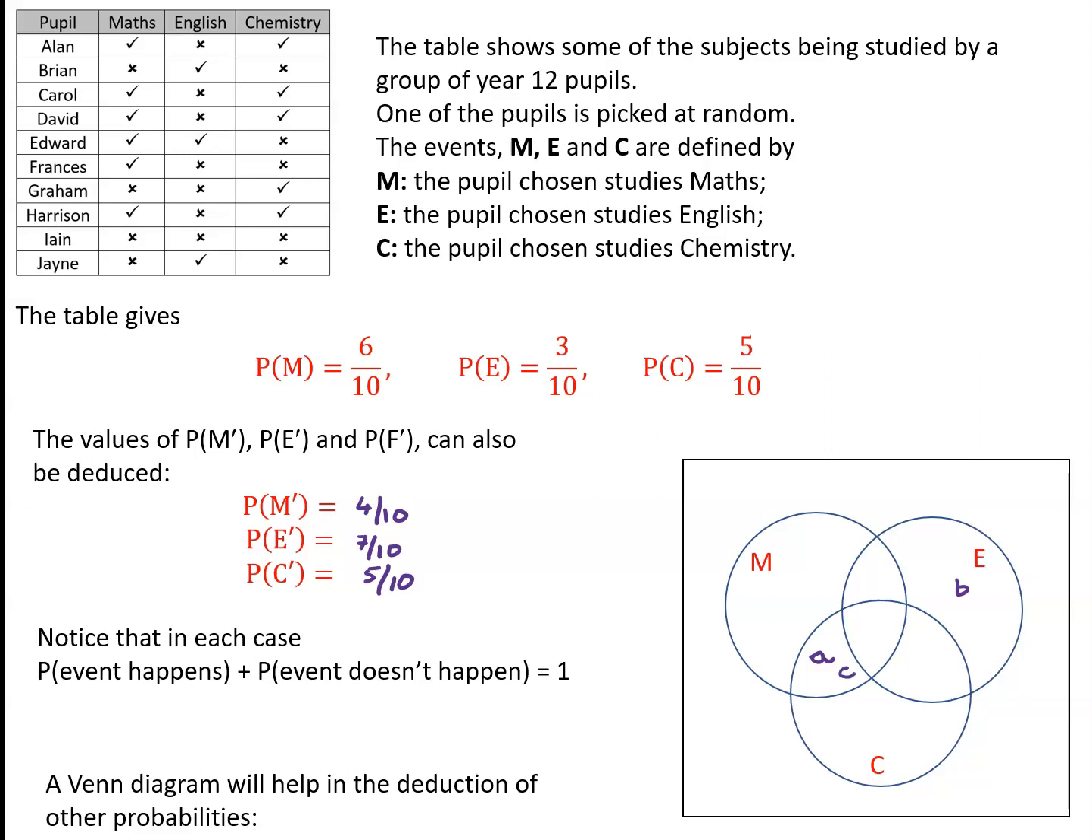Carol is maths and chemistry, David is maths and chemistry, Edward is maths and English, Francis is maths only, Graham is chemistry only. Harrison is maths and chemistry. And Ian doesn't do any of the subjects, so Ian sits outside the 3 circles, and Jane is English only.